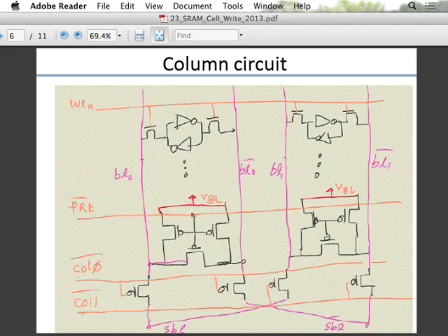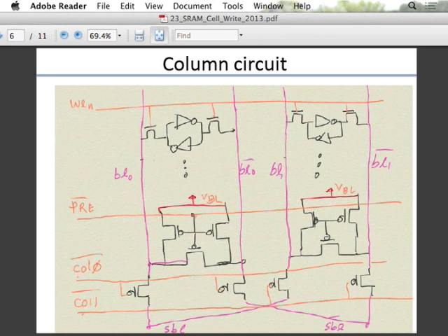The goal of the pre-charge circuitry is, there are 2 things. One is it should get the bit lines pre-charged to VDD, and more importantly equalize the bit lines. We'll see that because when we want to speed up the read access, we basically use what is called a sense amplifier.